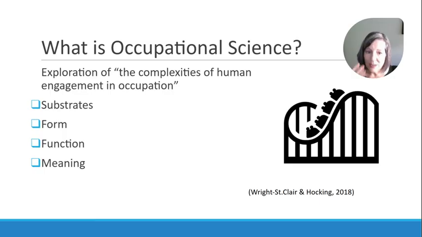And there are 4 sections to this, and these 4 things are things that you're going to want to remember and make a note of. Okay, they are substrates, form, function, and meaning. And we'll talk about what each of these mean.